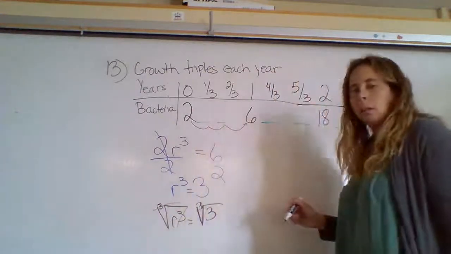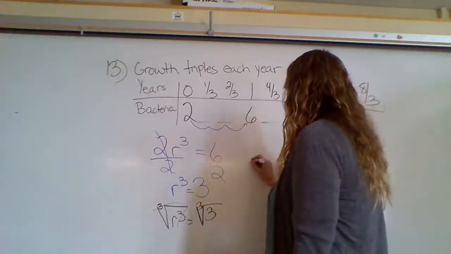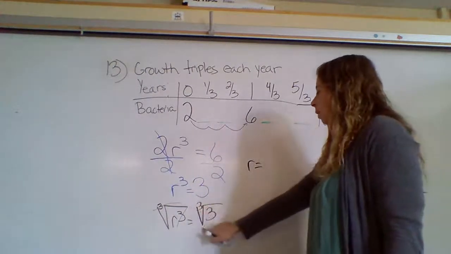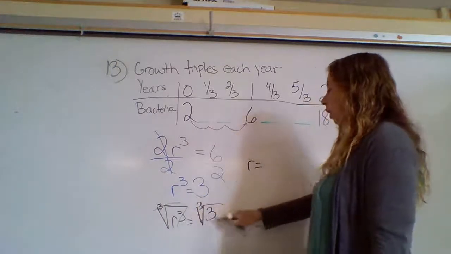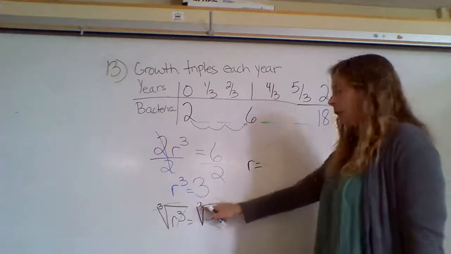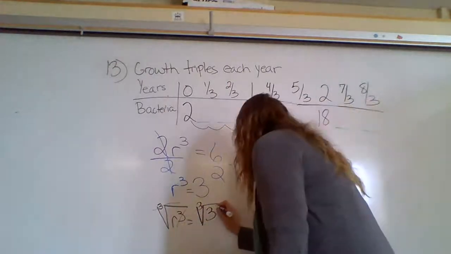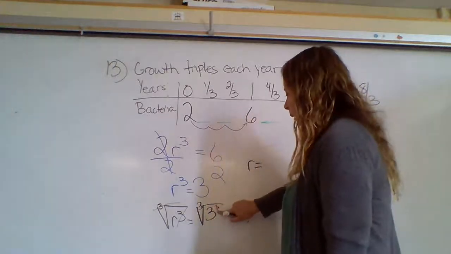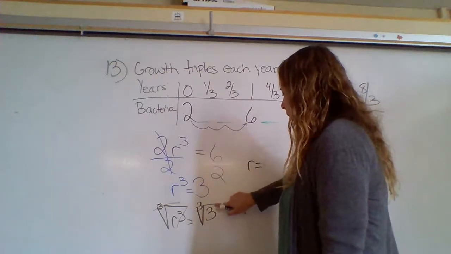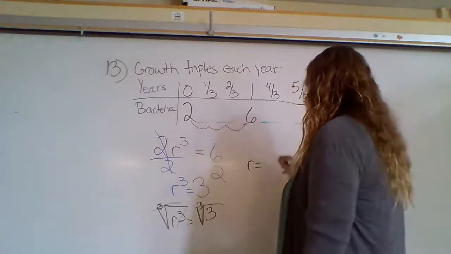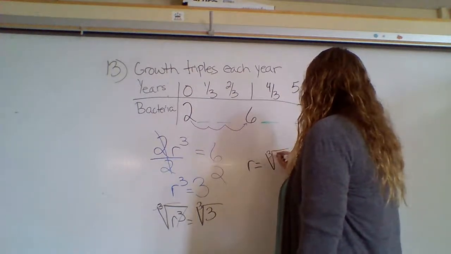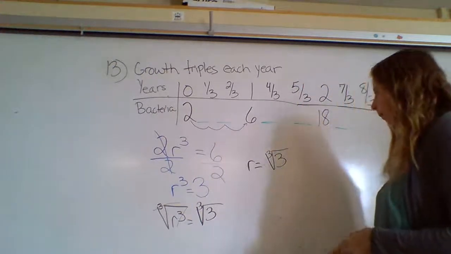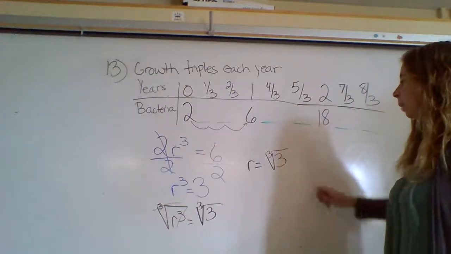So you're just left with R equals the cubed root of 3. These 3's do not cancel. That's just a coincidence, okay? It would have to be 3 cubed for them to cancel each other out. They don't cancel each other out. So you could turn it into a decimal, but like I said before in class, I wouldn't. So just leave it as the cubed root of 3. So that's what you're multiplying by each time.